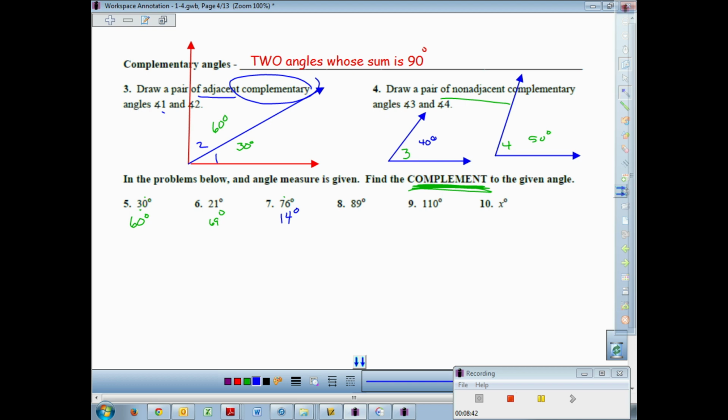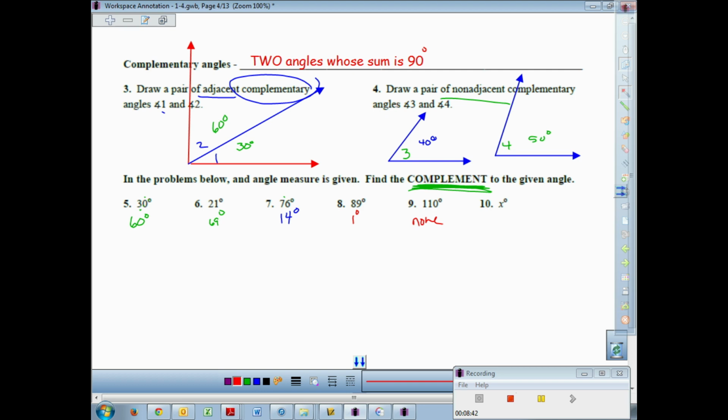With me? Get 8 done for me. What's the complement to an 89-degree angle? What is it? 1 degree. The complement to a 110-degree angle. What does complementary mean again? They got to add up to equal 90 degrees. So to go from 110 to 90, I would need negative 20 degrees. Can that happen? Can an angle have a negative measure? So what's the complement to a 110-degree angle? There is none. It doesn't have a complement. Not every angle in the world has a complement. It's more than 90 in the first place.